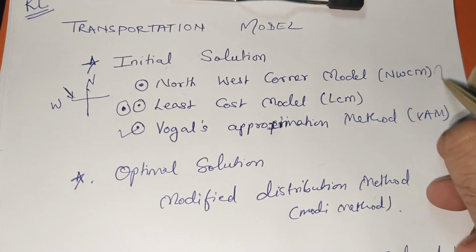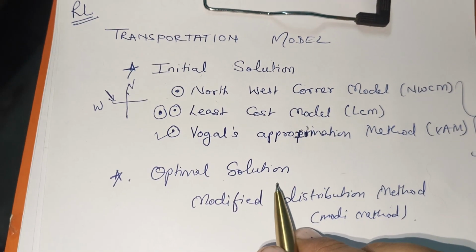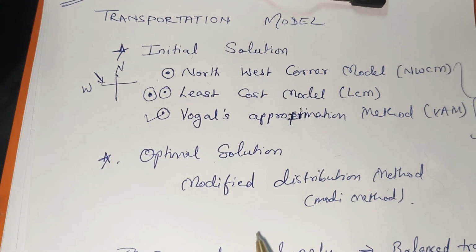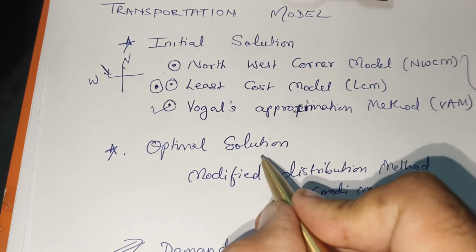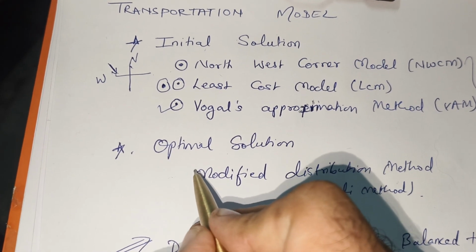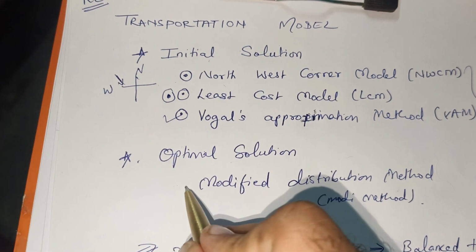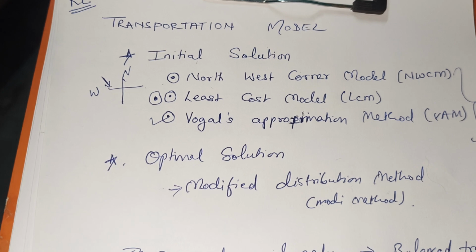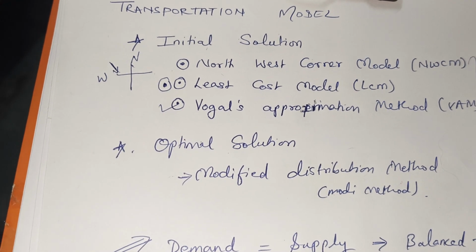If we find these three, then we have some cost, and after that, if the question says to find the optimal solution, then there are two methods. The first is stepping stone method and the second is modified distribution method. In this case I will teach modified distribution method.